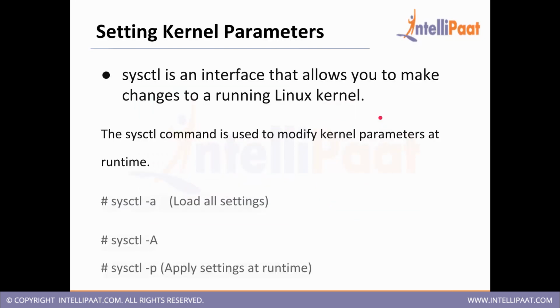So let's see how we can set kernel parameters, and how we can do that in the real world. So first of all, in order to do that, we have an interface, a command called sysctl. By using sysctl, we can set kernel parameters. So before going to that, let me just tell you that when we set parameters in a kernel, there are two things you have to remember.